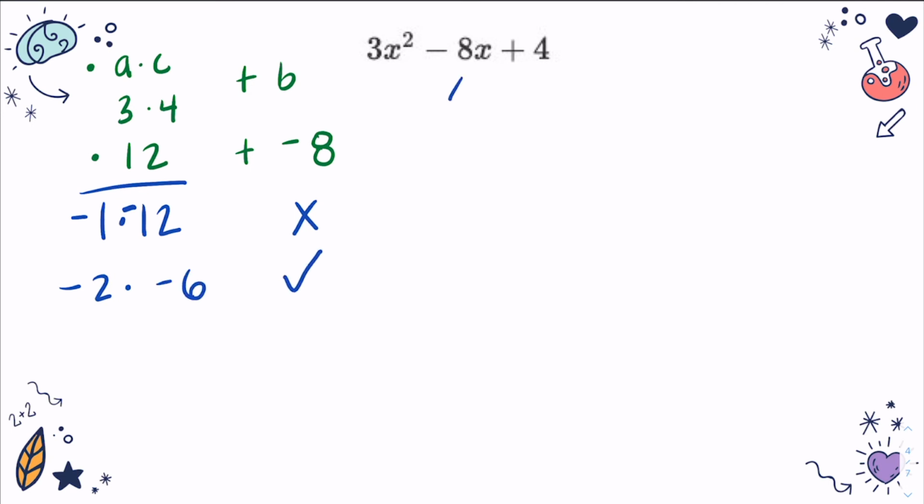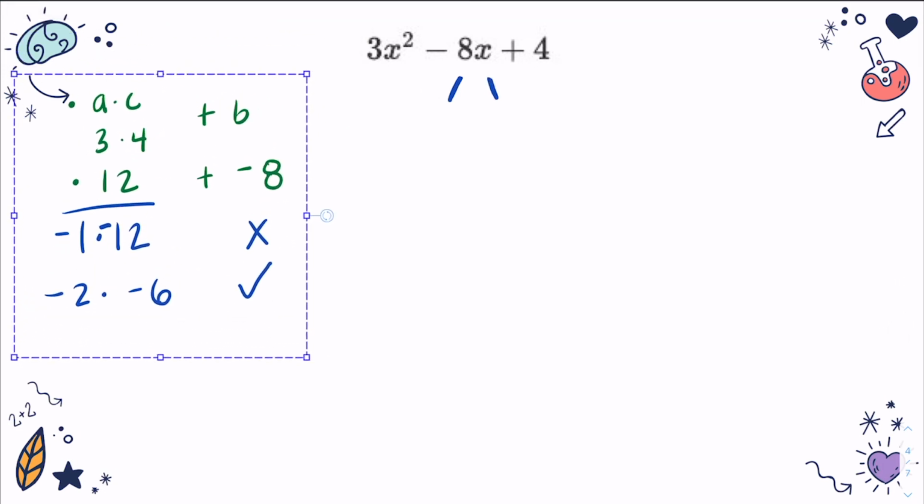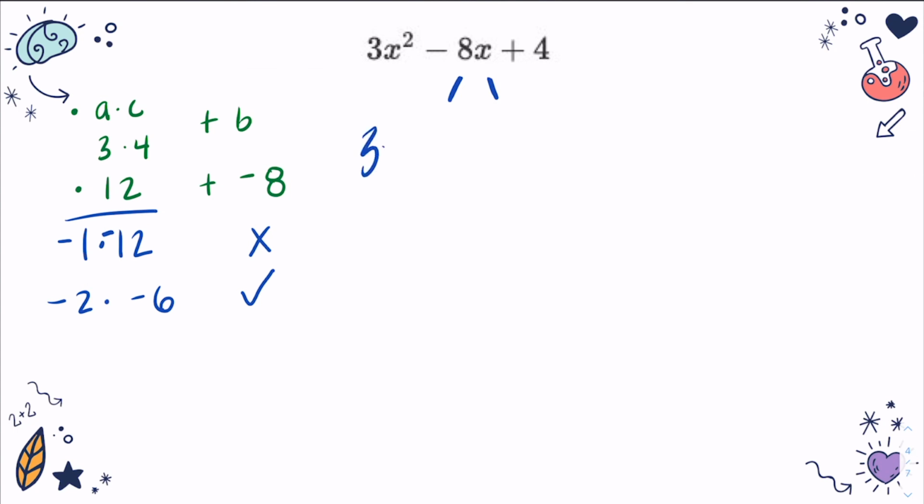So now we can split that middle term. We're going to drop down that 3x squared, and then we are going to take our numbers here. So we'll have -2x minus 6x plus 4. You could have also written -6x minus 2x. Your next step would look a little different, but you'll still get the same answer. I'll explain that again in a second.